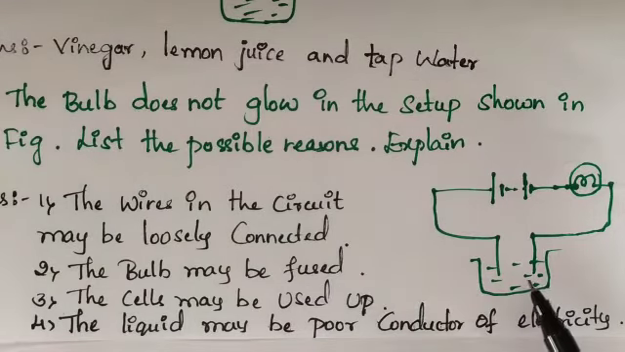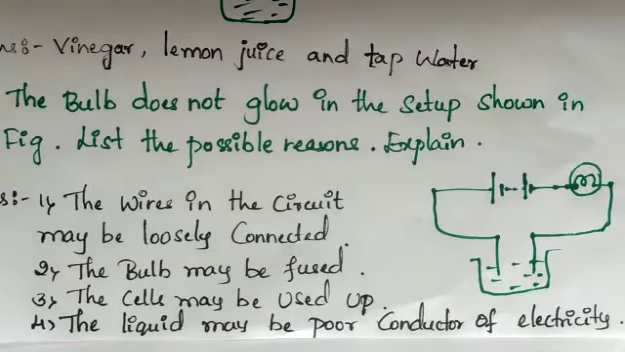If we pour distilled water in this, where will the bulb glow? Because distilled water itself is a poor conductor of electricity. If it is a poor conductor, it does not conduct electricity here. So these are the possibilities, the assumptions, because of which the bulb may not glow here.